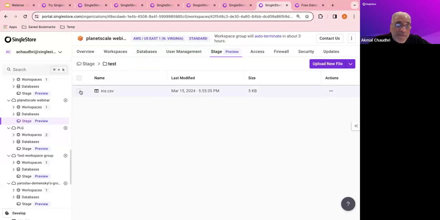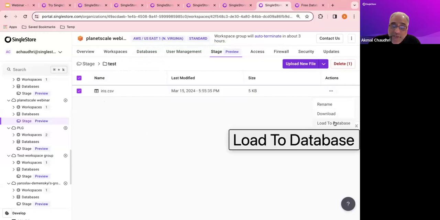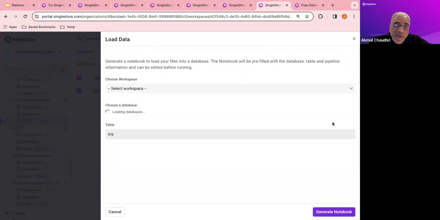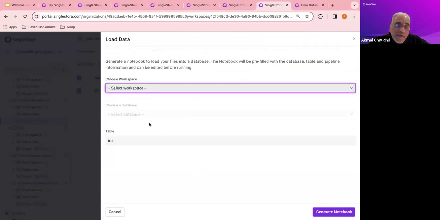And with this CSV file now, I have a couple of options on the right-hand side. I can automatically use this option to load to database here, as you can see from the pull down. And if I click on this, it will ask me for a little bit of information and say, okay, what's the workspace you want to use? PlanetScale webinar, that's fine. Choose a database and then choose a table.